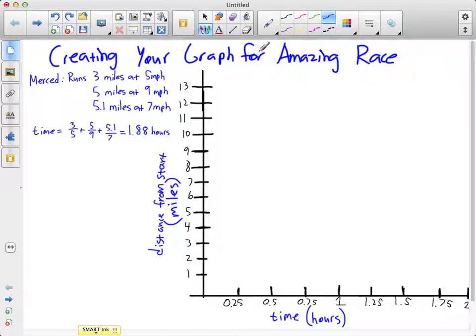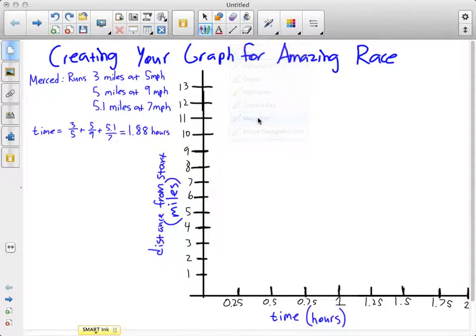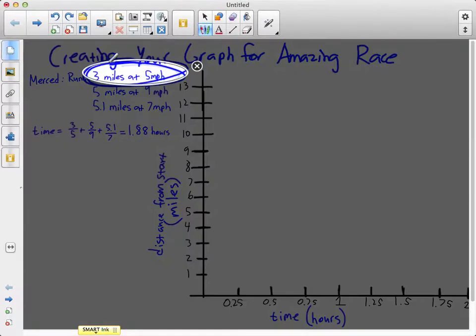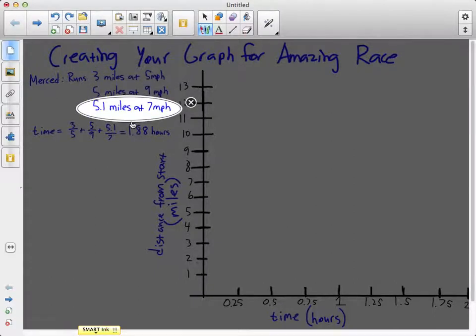In order to make this graph, we need to remember that this is going to be 3 different line segments because he's going at 3 different speeds. And on a graph like this, your speed is really your slope. So we're going to have one line segment for this part where he's going 3 miles at 5 miles per hour. The next 5 miles at 9 miles per hour is going to be a different line segment because it's going to have a different slope. And then the last part is going to be a third line segment.